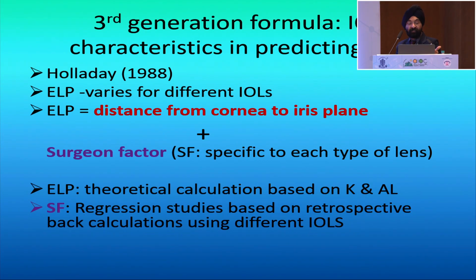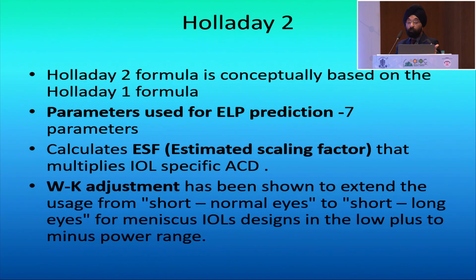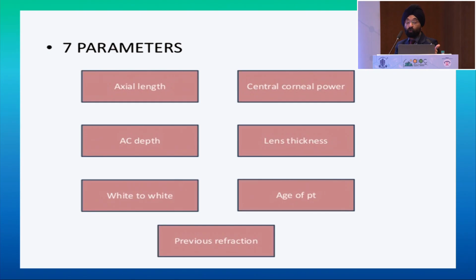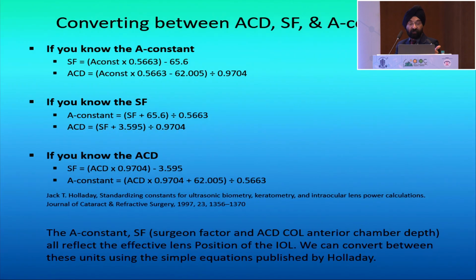In the third generation formulae, effective lens position is equal to the distance from the cornea to iris plane plus surgeon factor. ELP is dependent on the anatomical factors, but surgeon factor is based on regression studies based on retrospective IOL calculations using different IOLs. Holladay 2 used 7 factors to calculate effective lens position, in contrast to the older formulas which depend on just 2, 3 or 4 factors. And these factors are not only axial length and keratometry, but also anterior chamber depth, lens thickness, white to white, age of the patient, and previous refraction.